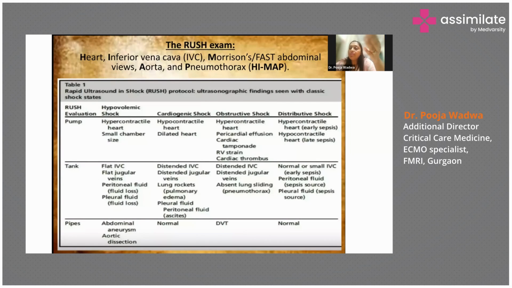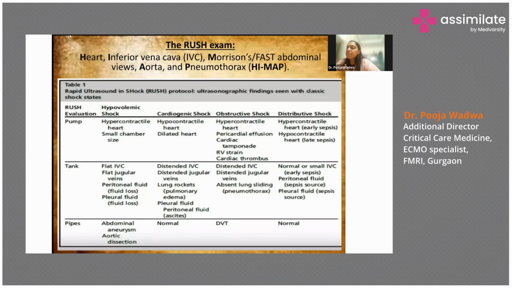Along with that, your tank will be empty because there is no filling, so the IVC will be flat. The internal jugular veins will be small. There can be evidence of fluid in the peritoneal cavity or pleural cavity, which may suggest that the patient is oozing from here, like hemoperitoneum or blood in the pleural cavity. Or you may have an abdominal aneurysm or an aortic dissection, which is bleeding.